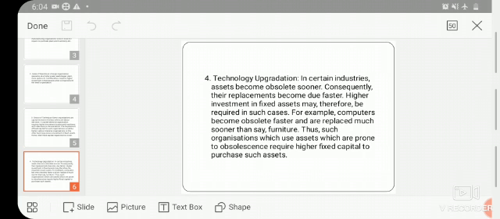Then one more factor we can add, method of acquiring fixed assets. An organization purchasing fixed assets on cash basis requires a large amount of fixed capital, and those organizations which acquire on hire purchase and installment system require a lesser amount of fixed capital. So these are some of the factors which influence the requirement of fixed capital.